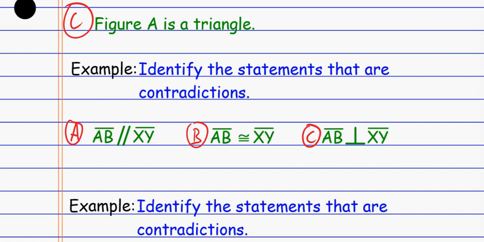Parallel means they never intersect. Perpendicular means they intersect at a 90-degree angle. So A and C this time, those would be contradictions, okay? Those two things cannot happen at the same time.